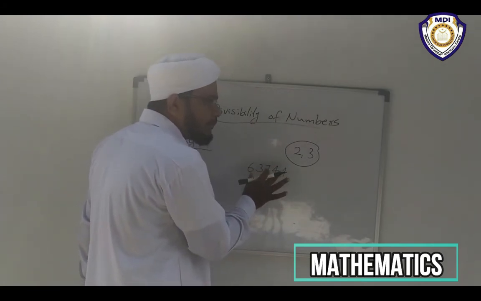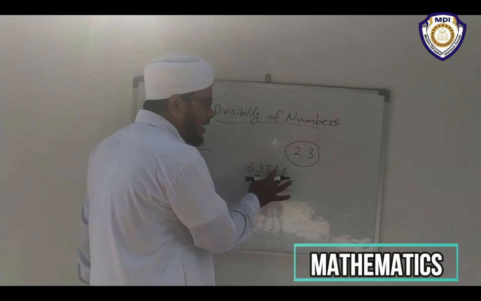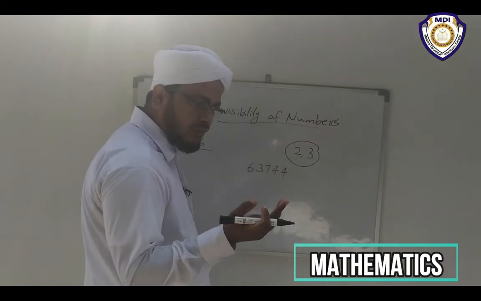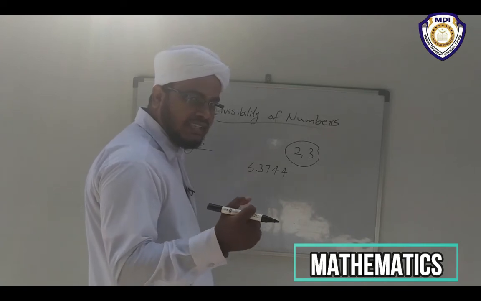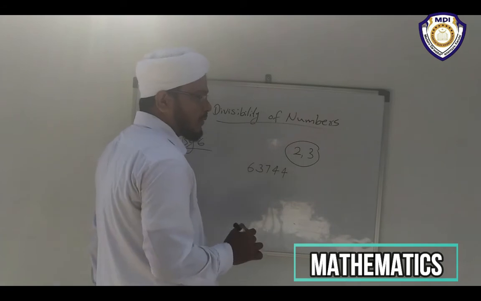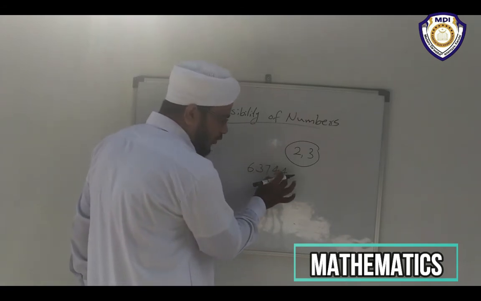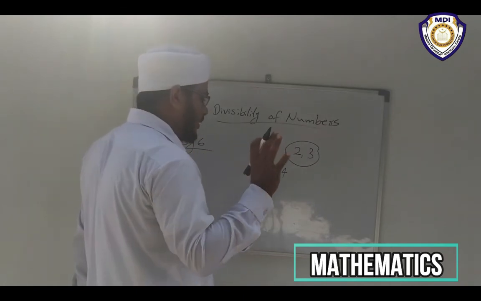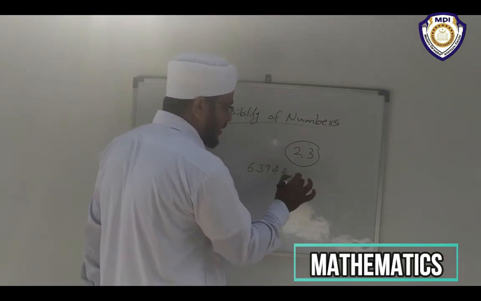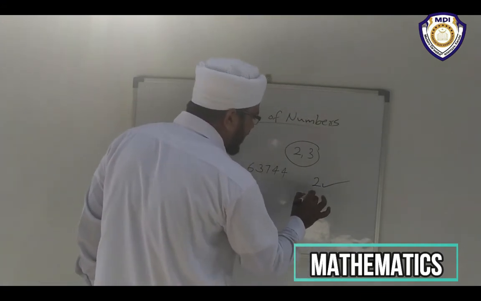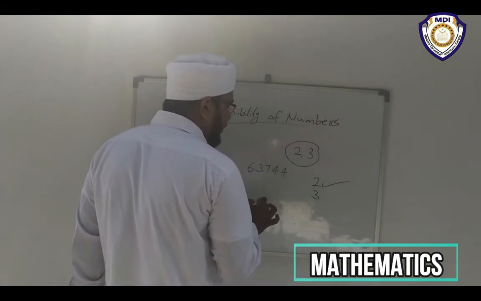If any number ends with 0, 2, 4, 6 or 8, here 4 at the place of ones, then it is divisible by 2, as we have studied. Then next we have to check if it is divisible by 3.